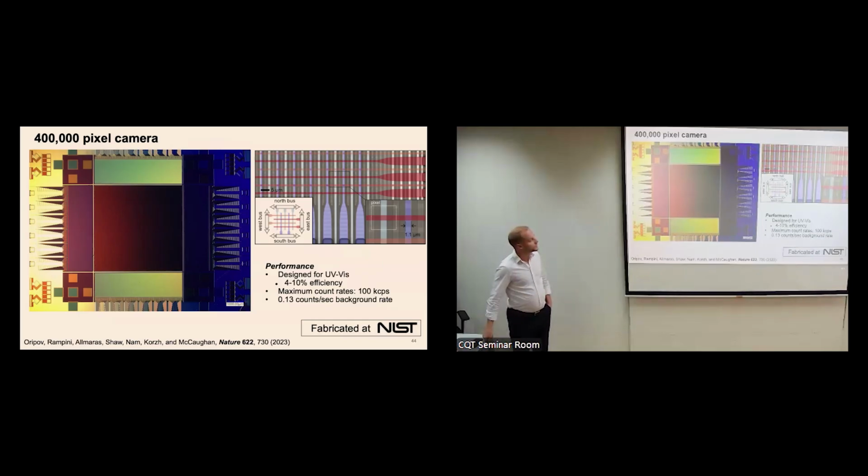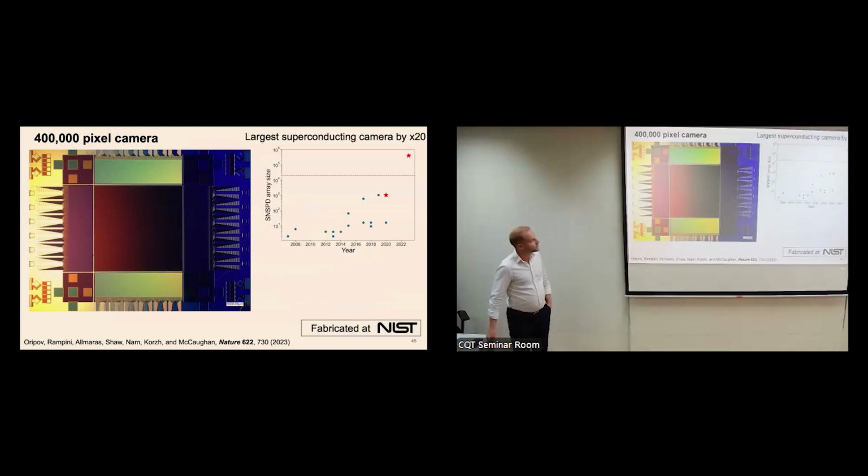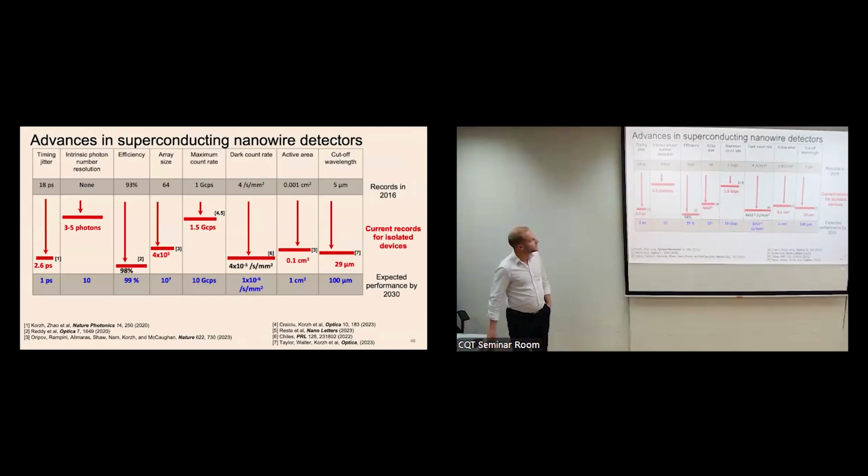This is becoming very exciting for new astronomy applications, but also for optical readouts of quantum computers. For example, if you have an array of ions or an array of neutral atoms you want to read out, you can count photons with this kind of camera very fast. So we're very excited about that for the future.